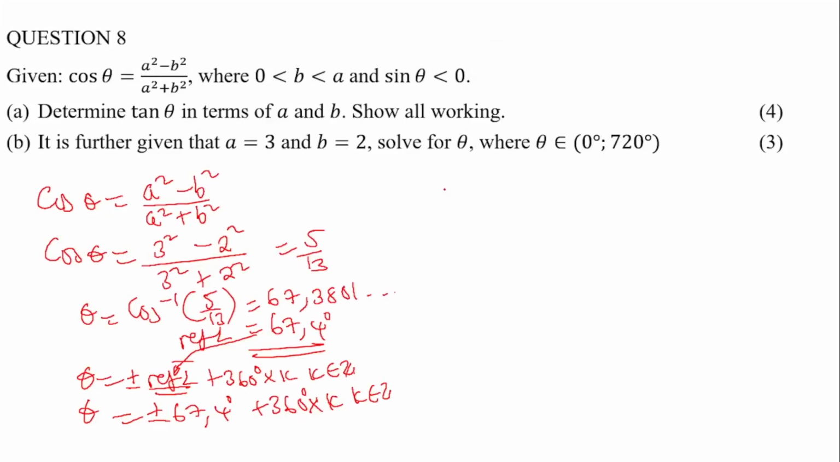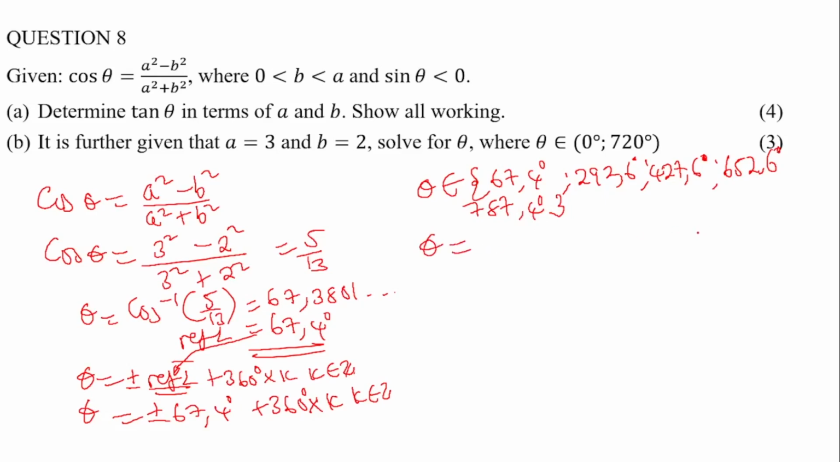Again, we're getting these angles. Again, we have to look for our angles in the fourth quadrant, and we say it is this one and this one. Okay, our theta is an element of 292.6 degrees and 652.6 degrees.